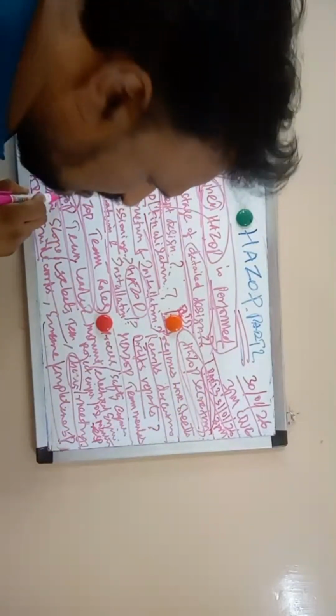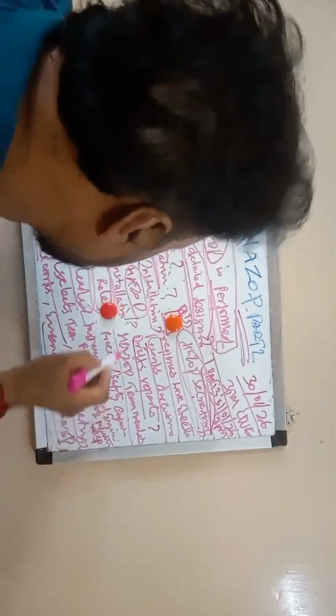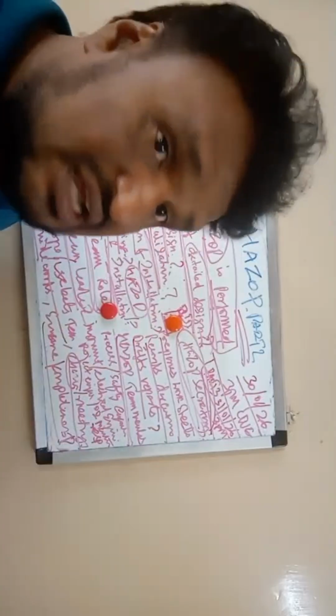First one is the HAZOP team leader, then the HAZOP secretary, then the HAZOP team members. Who are the team members? You must know it.